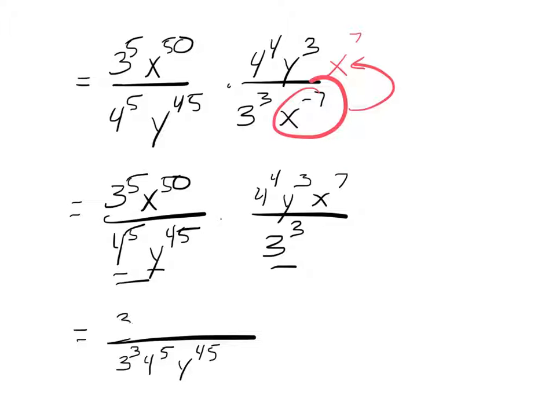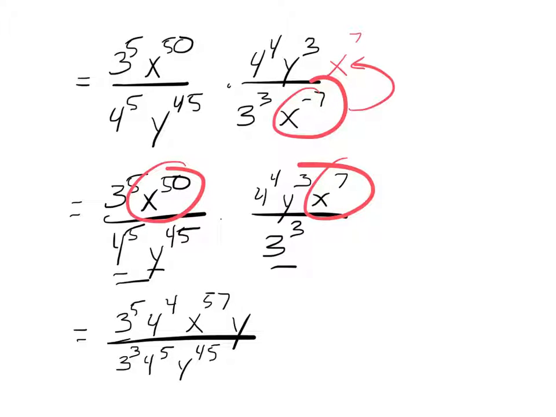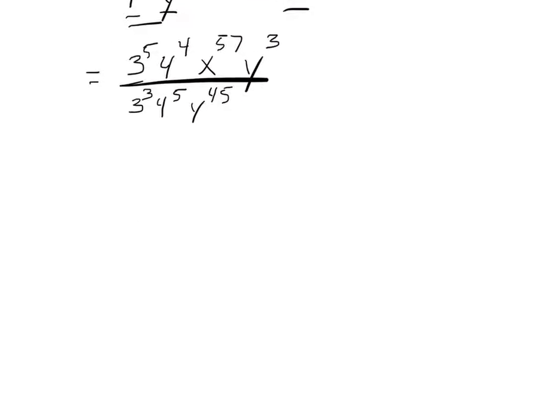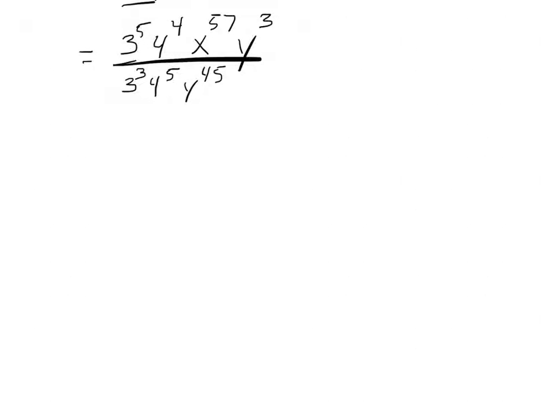I'm going to do the same thing up in the numerator here. I'll get a 3 to the 5th, a 4 to the 4th, and then my x's, what I'm going to do is combine these two together. When I combine those factors, what I do is add the exponents. So it'll be x to the 57, and then what do I have left? Just that y to the 3rd. Alright, so I've combined it into one. Basically just multiplied those together.